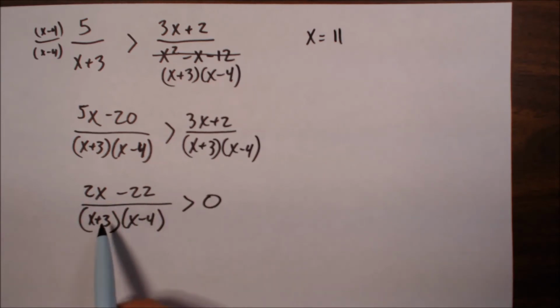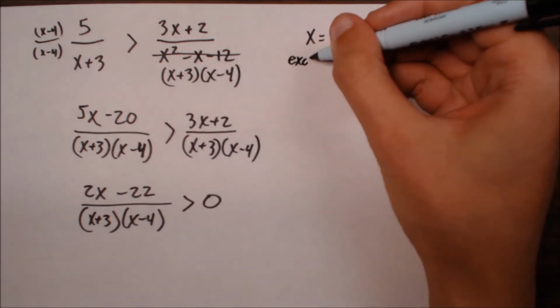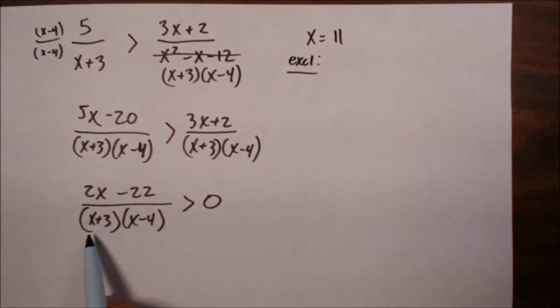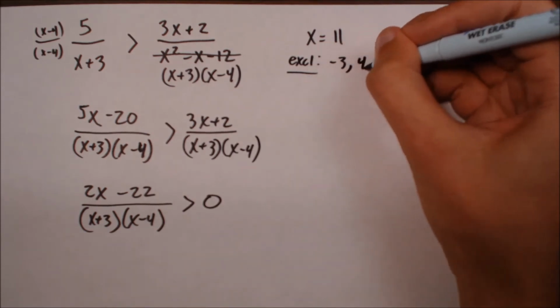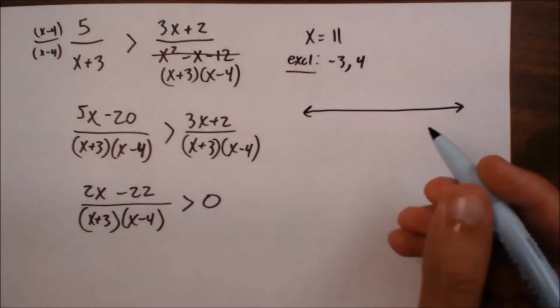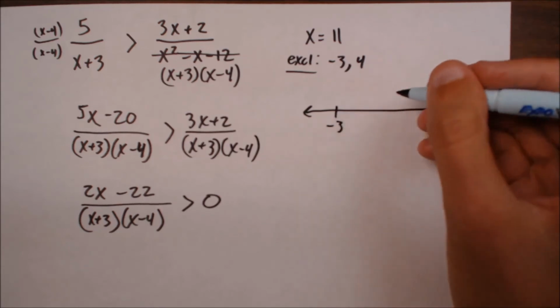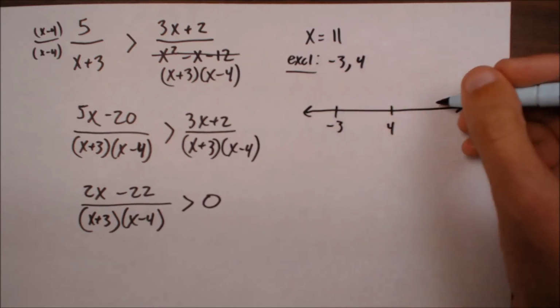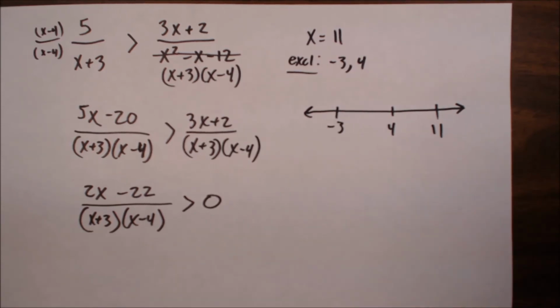And what would make the denominator 0? Those are the excluded values. The excluded values are negative 3 and positive 4. So I'm going to mark all of these on a number line. Going in order, I see a negative 3, then a 4, and then an 11. Obviously not drawn to scale, just getting them in the right order.